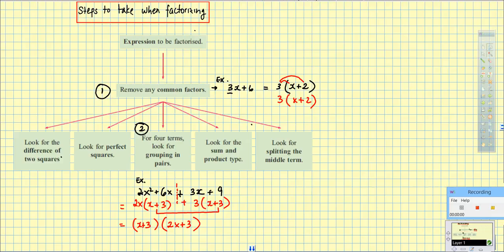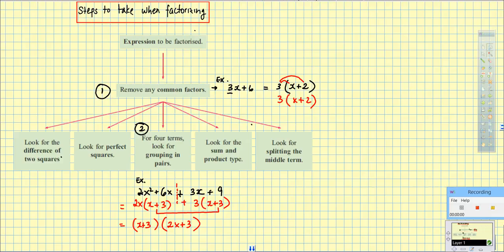So that would be what we did in the last couple of days, which was, for example, if you have 3x plus 6, when we factorize that, we are removing the common factor, which is 3, and what's left over inside the parentheses is x plus 2.